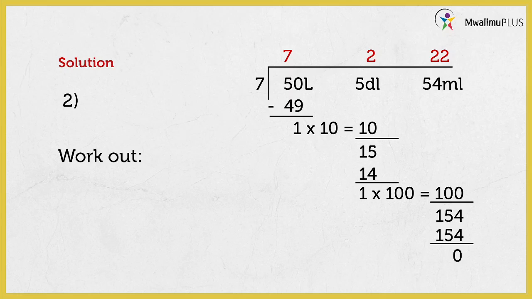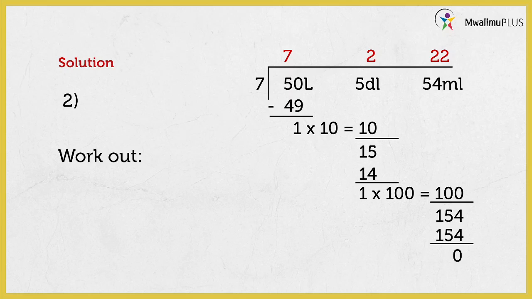This one I have to convert into deciliters. When I convert 1 liter to deciliters, I get 10 deciliters. Why? Because I multiply by 10, since we know 1 liter is equivalent to 10 dl. So I have 10 dl and 5 dl. What do I do again? Yes, we come to addition. I add 5 and 10 to give me 15.